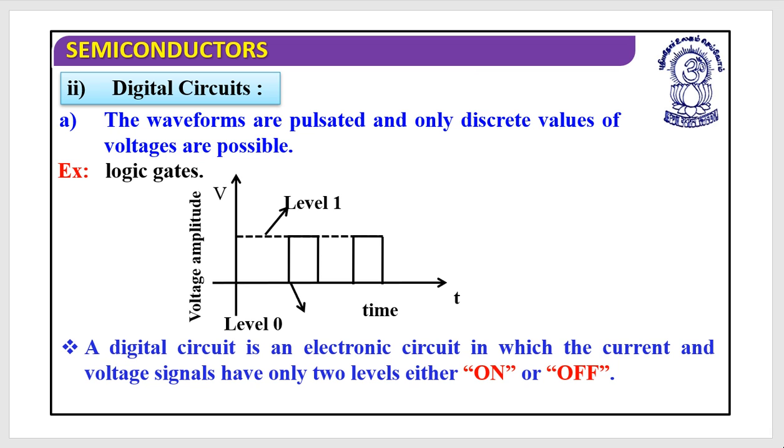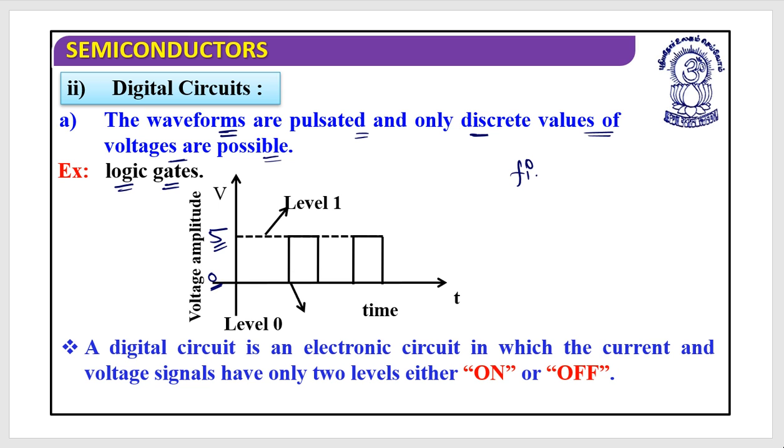Now let's look at digital circuits. In them the waveforms are pulses, and only discrete values of the voltages are possible. Let's say this is 0 and this is 5. There would be only two values, either 0 or 5. We could not have anything between them: no 1 volt, no 2 volt, no 3 volt, no 4 volt. Either it would be a 0 or it would be a 1. So this is what we are talking about with logic gates.